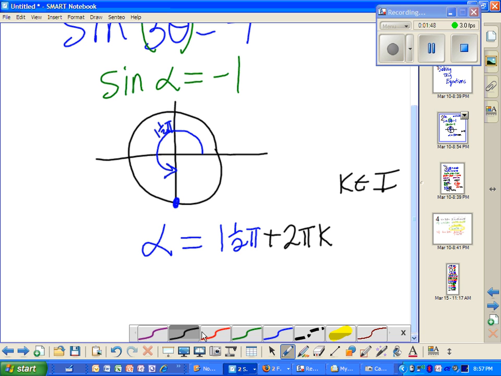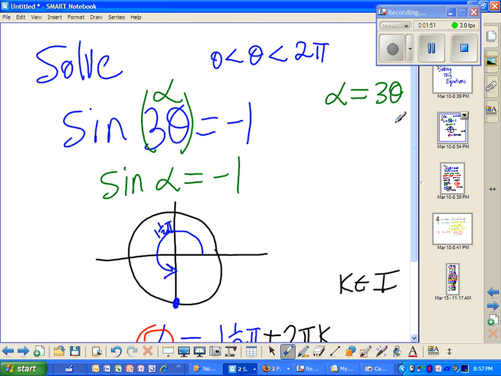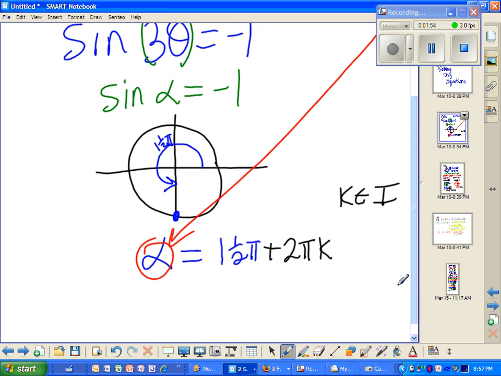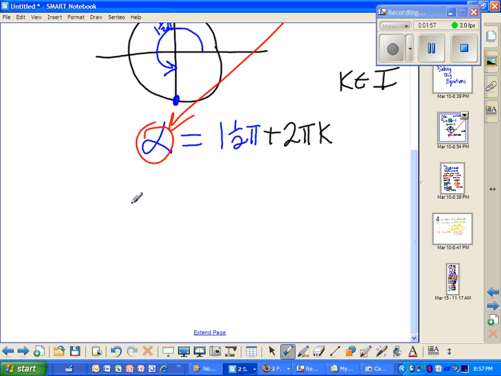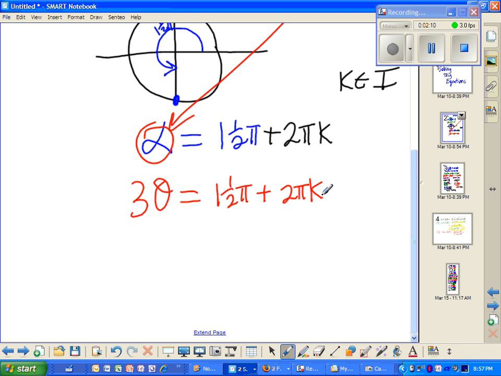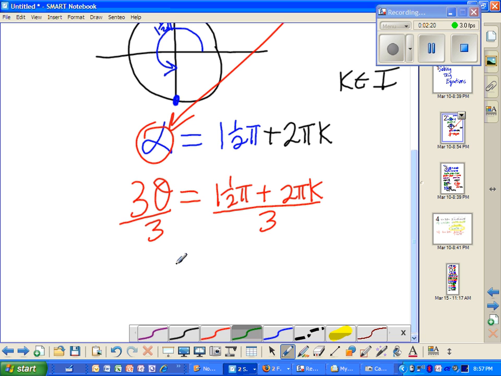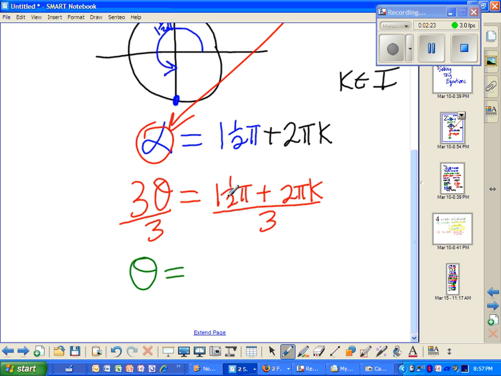Okay, so let's solve this out from here. Let's substitute back. We just borrowed it for a little bit. We'll just substitute this back. And so we now have 3 theta equals 1.5 pi plus 2 pi k. Okay, so to solve out, I just divide everything by 3. So I have theta equals, well, 1.5 pi divided by 3 is pi over 2, plus, this is 2/3 pi times k.